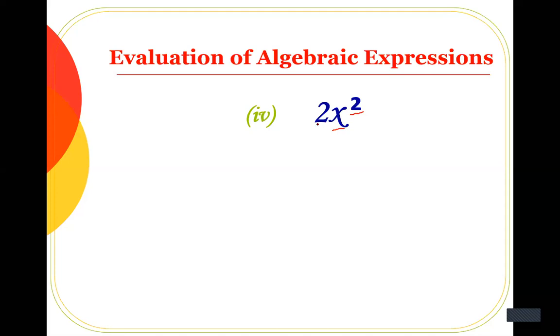Now here you have coefficient 2, then variable x, and then exponent 2. But what you have to do, first write the value of x here, and you know the value of x is 4. So how will you write it? Simply you will write 2, then bracket, then replace x with 4, then bracket close, and on top of the bracket on the right side write the exponent, that is 2.